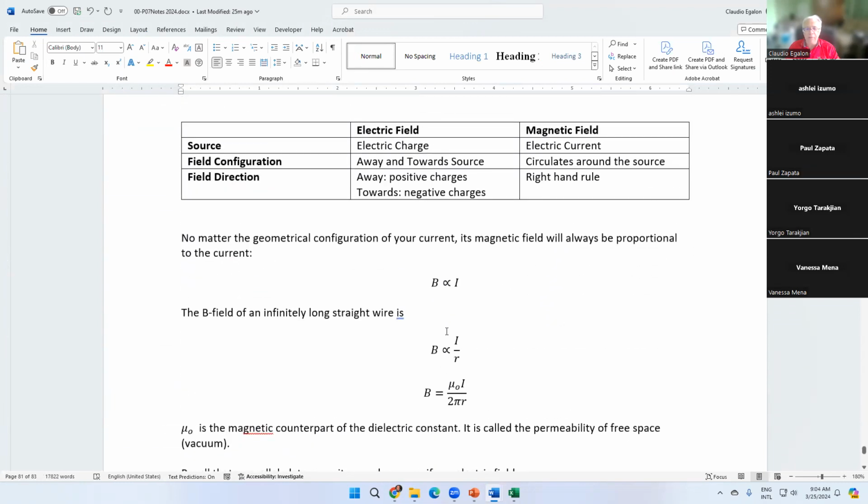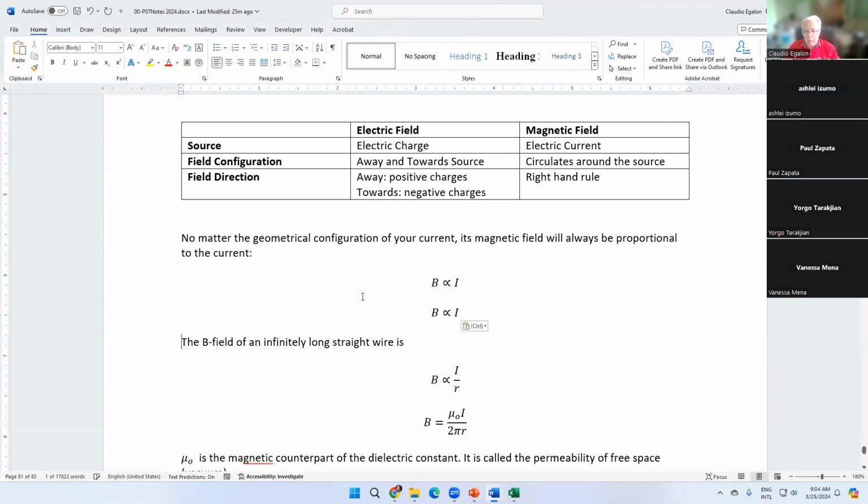The first thing that you have to know is that the magnetic field is always proportional to its source. Just like the electric field is proportional to its source, the magnetic field also is proportional to its source. The electric field is proportional to the charge. The magnetic field is also proportional to the charge.